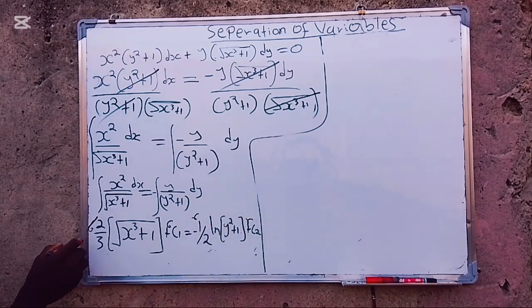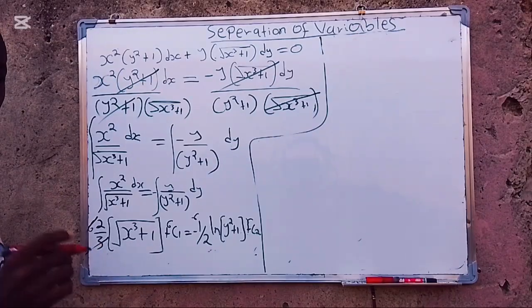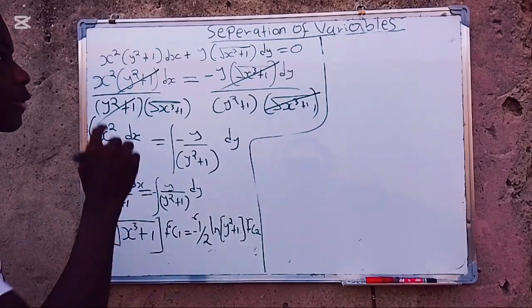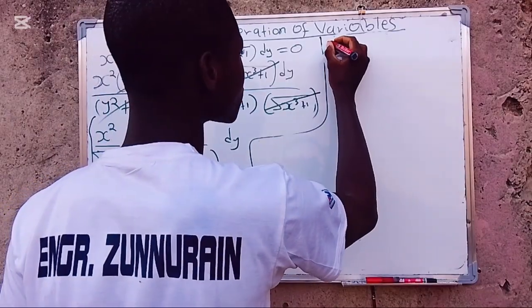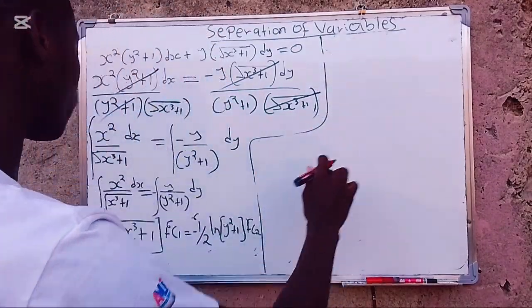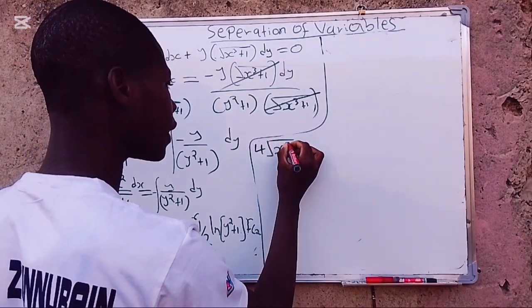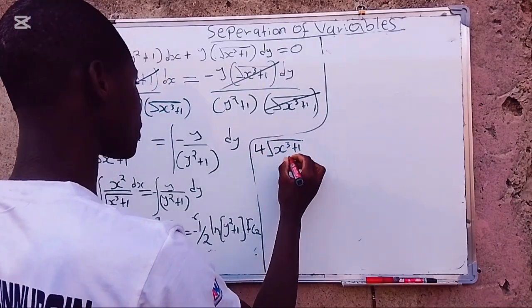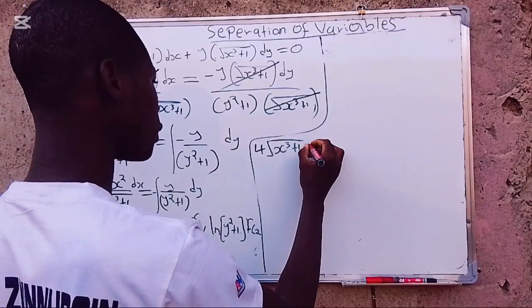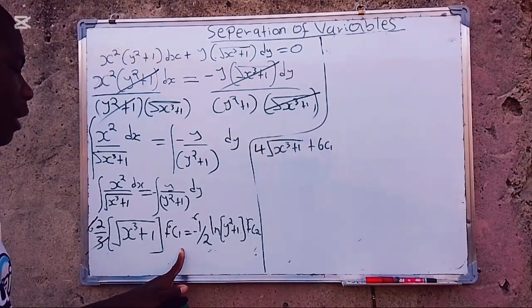by 6. So therefore this should now be 2. 2 multiplied by 2 is 4. 6 divided by 3 will give me what? 2. 2 multiplied by 2 is 4. So I have 4. Sorry, I have to put it here. So I have to say 4 into root of x cubed plus 1. And therefore I will have plus 6c1, because I will multiply by this constant.